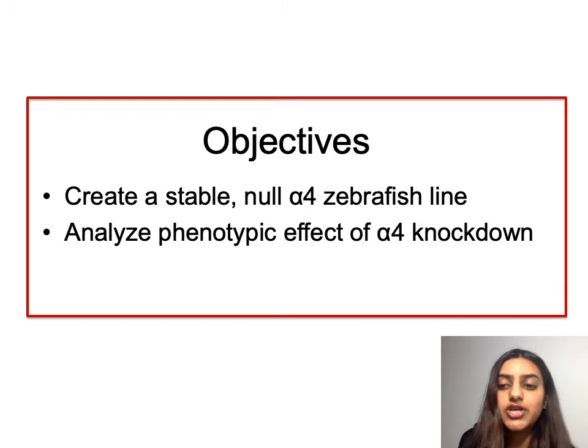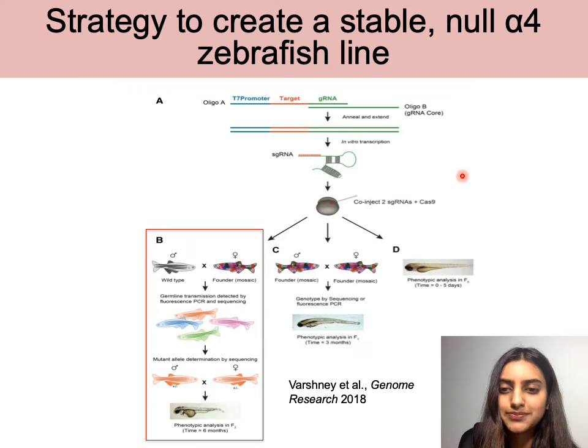Therefore, the first objective of my research was to create a stable line of zebrafish in which alpha-4 expression was knocked down in all cells. The next step of my research was to analyze the phenotypic effect of this knockdown and essentially characterize what alpha-4 may be responsible for. I first needed to use CRISPR-Cas9 to knock down the gene responsible for alpha-4 expression. This gene is called GABAA4.